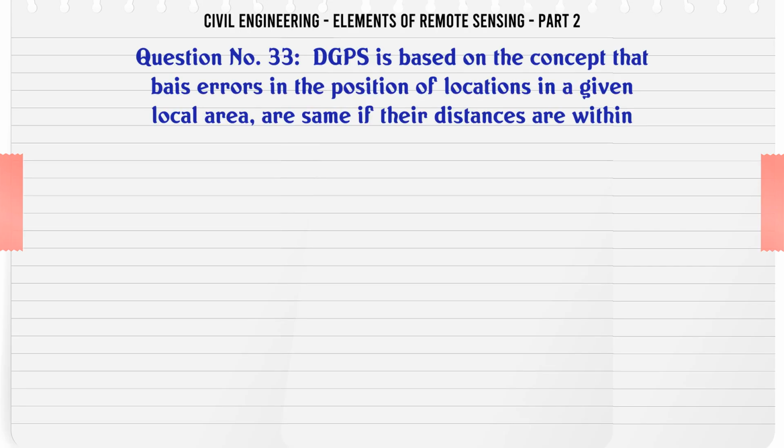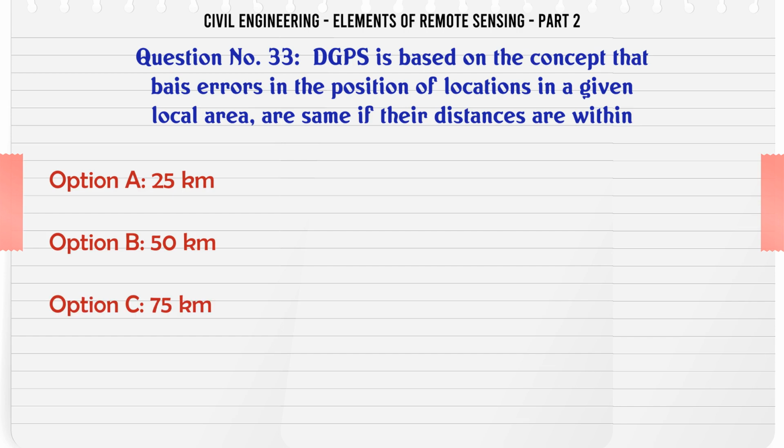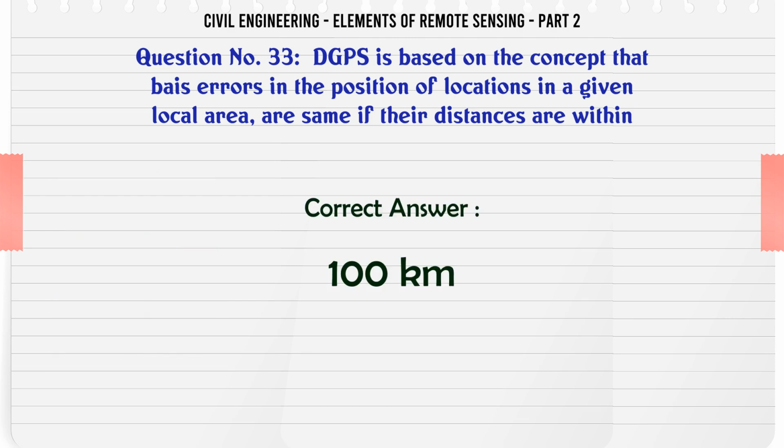DGPS is based on the concept that bias errors in the position of locations in a given local area are same if their distances are within A. 25 kilometers, B. 50 kilometers, C. 75 kilometers, D. 100 kilometers. The correct answer is 100 kilometers.